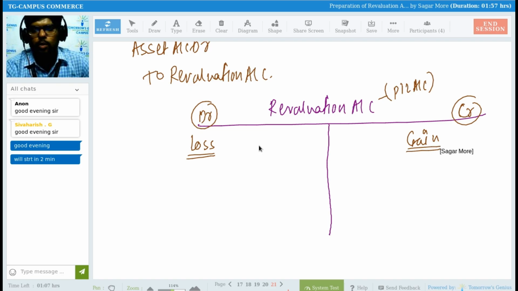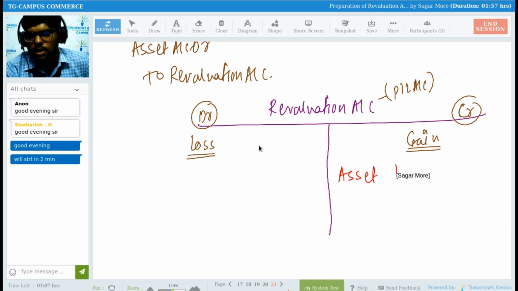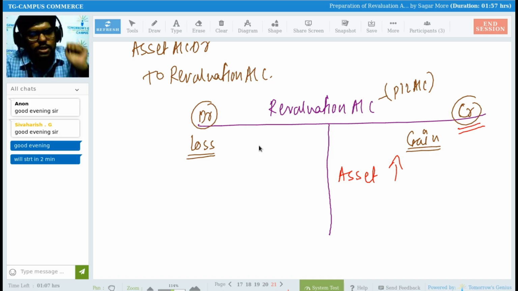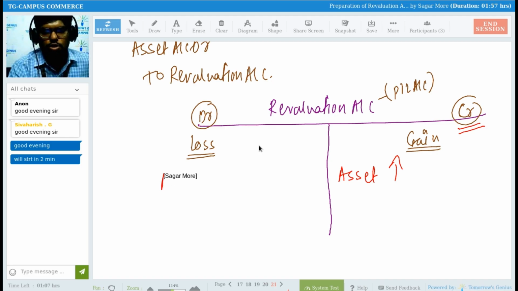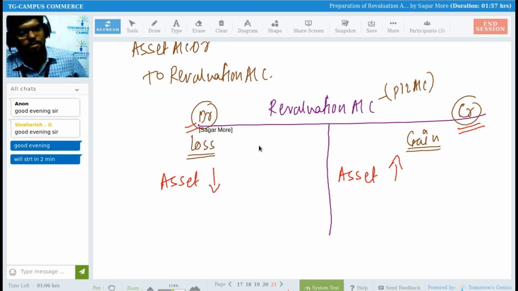gain. So my simple question to you: if the value of an asset increases, is it a profit, a gain, or a loss for you? Gain. So if the value of an asset increases, it's a gain, and gain we have to record on the credit side. Right? So if the value of an asset decreases, it's a loss for you. So loss we have to record on the debit side.